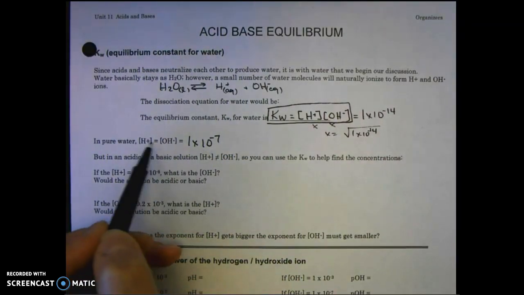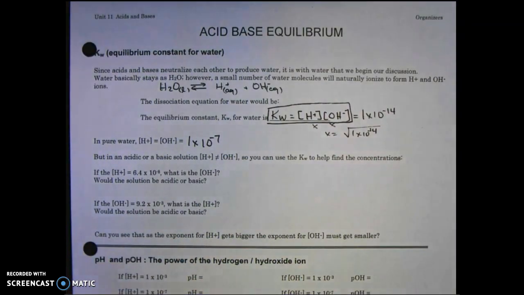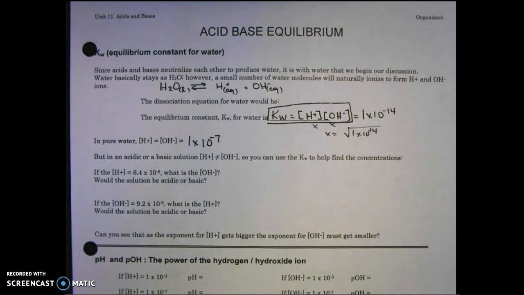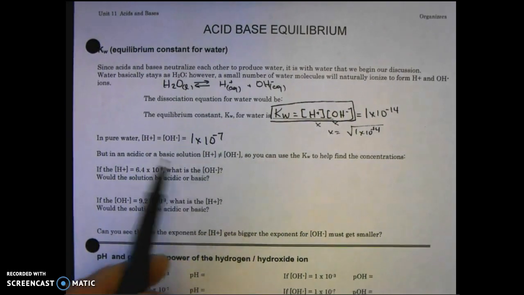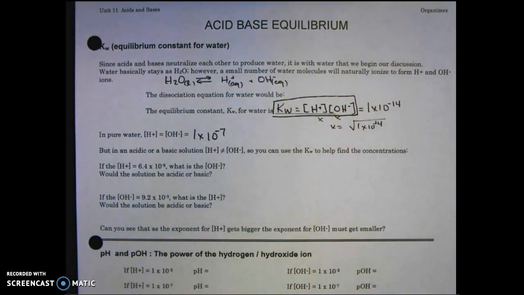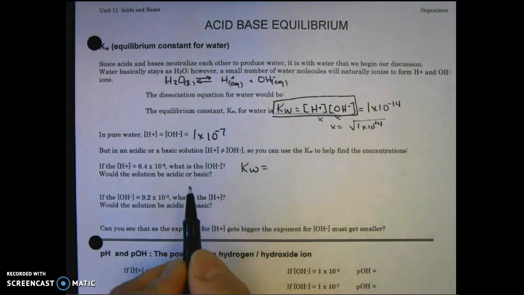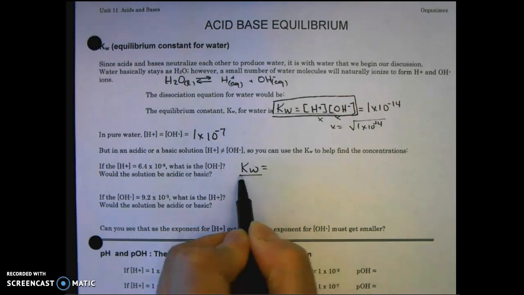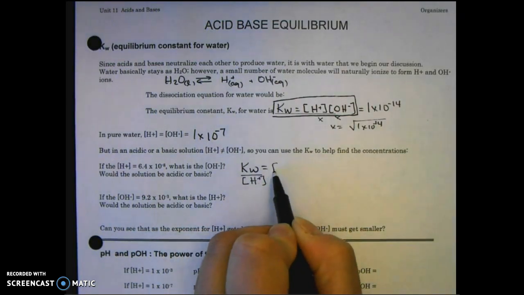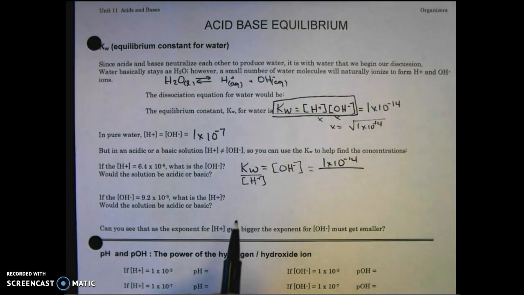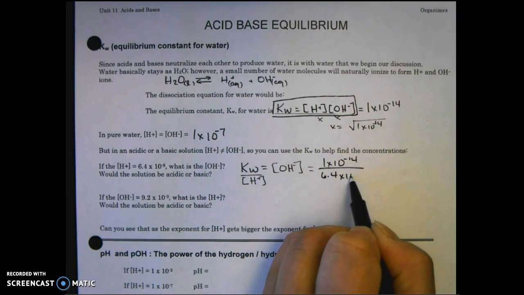So in pure water, they're going to equal each other. But if you have an acid or a base, that's not true. If you have an acid or a base, the concentrations are not equal, but we can still use Kw to get there because the two of them in solution still have to multiply out to be 1 times 10 to the negative 14. So for example, if H plus is 6.4 times 10 to the negative 8, what's OH minus going to be? Kw divided by H plus is going to equal your OH minus concentration. So 1 times 10 to the negative 14 divided by 6.4 times 10 to the negative 8.